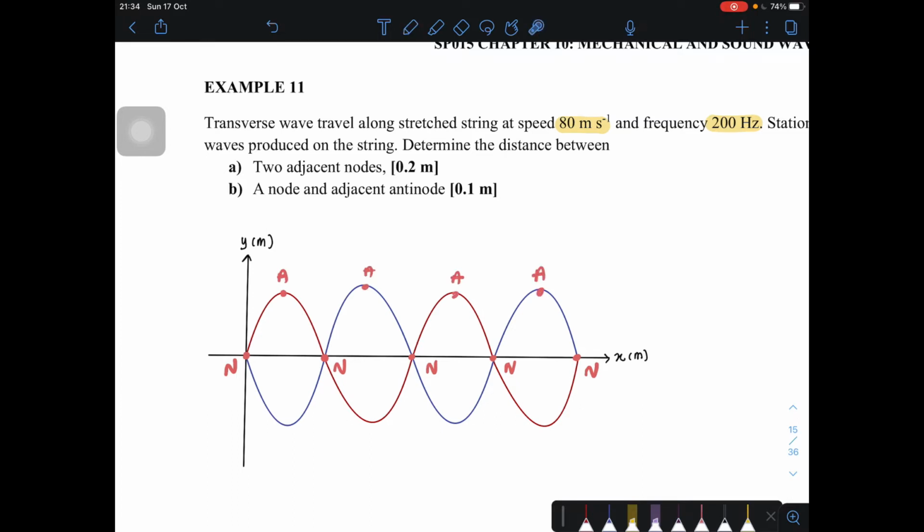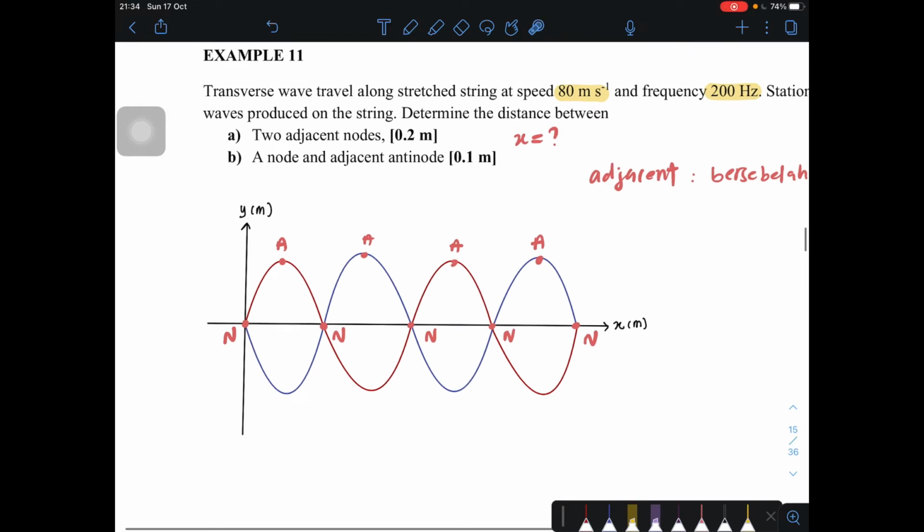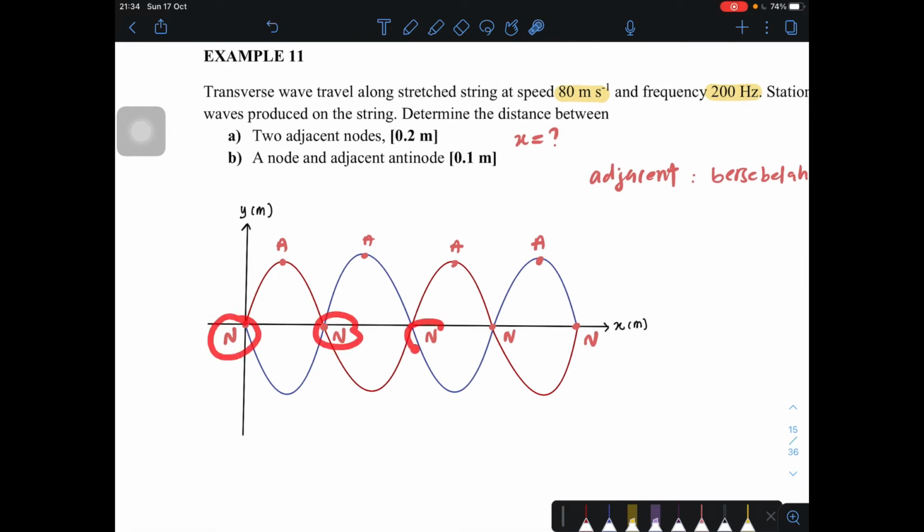Okay, so we want to find the distance, the value for x between two adjacent nodes. Okay, adjacent bermaksud bersebelahan. So adjacent meaning bersebelahan. So mana satu yang bersebelahan? So node ada 1, 2, 3, 4, 5. So ada 5 node dekat sini. So yang bersebelahan adalah daripada sini ke sini. This is what we want.